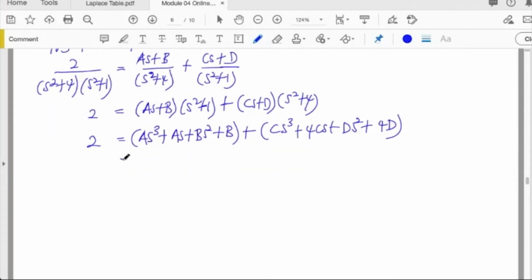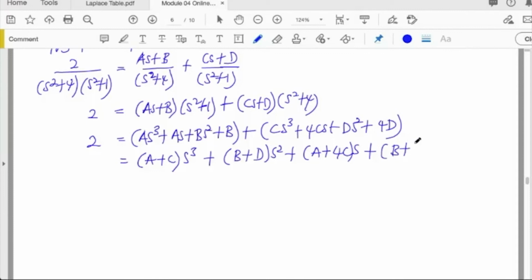And then you group s to the power of 3 with (a plus c) s to the power of 3, and then you group s squared, plus (b plus d) s squared, plus (a plus 4c) s, plus b plus 4d, equal to 2.